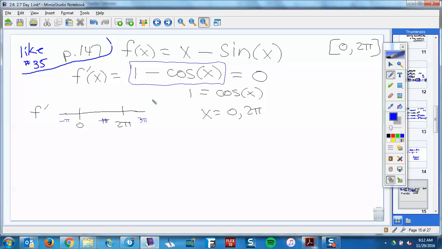So let's start with pi. What's cosine of pi? Cosine of pi is -1, right? Unit circle. Pi is over here. Cosine is the x value. It's -1. 1 minus -1 is 2. Positive. What about 3 pi? 3 pi would be that same place, right? 2 pi, then 3 pi. It's positive. Where's negative pi? Oh, same place. Positive.